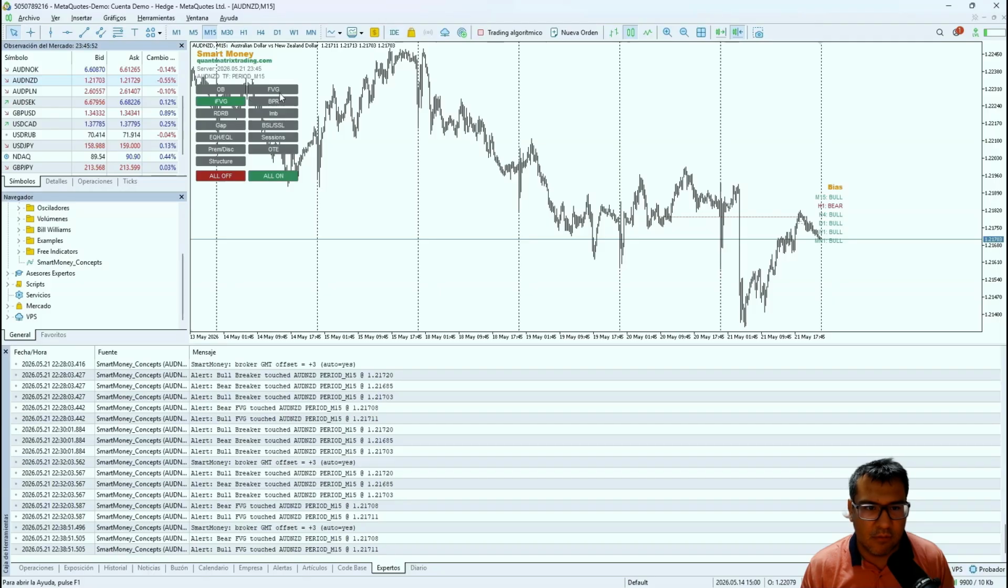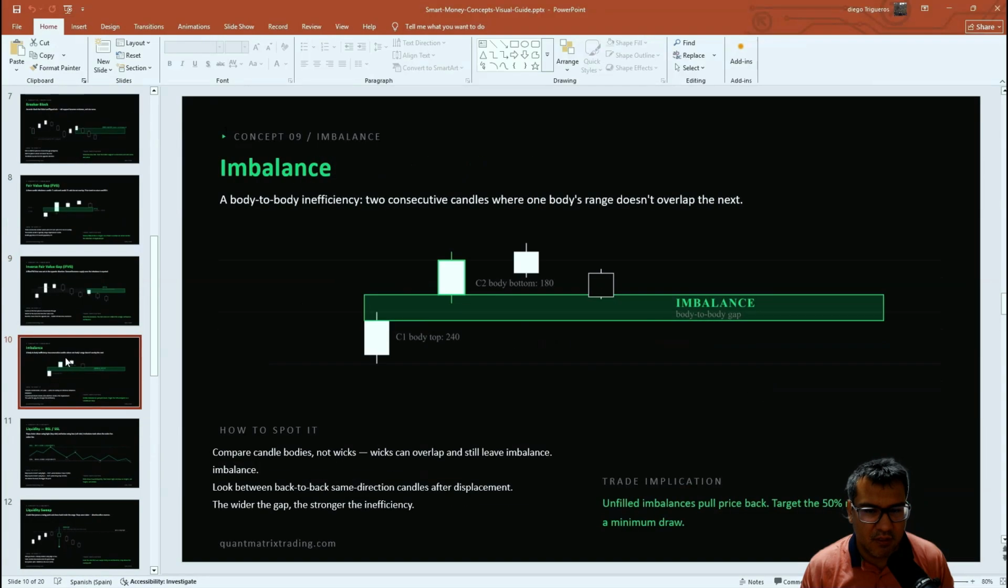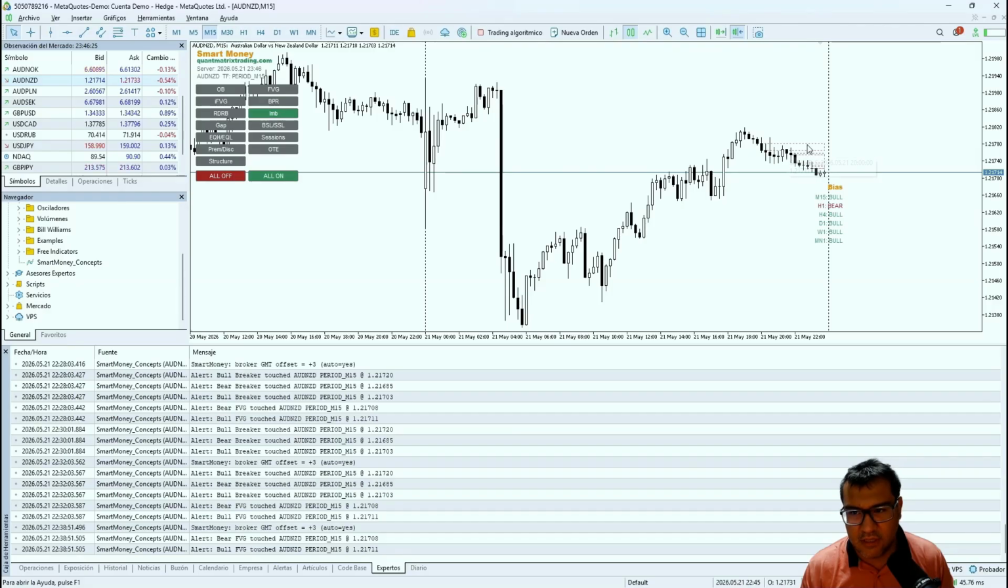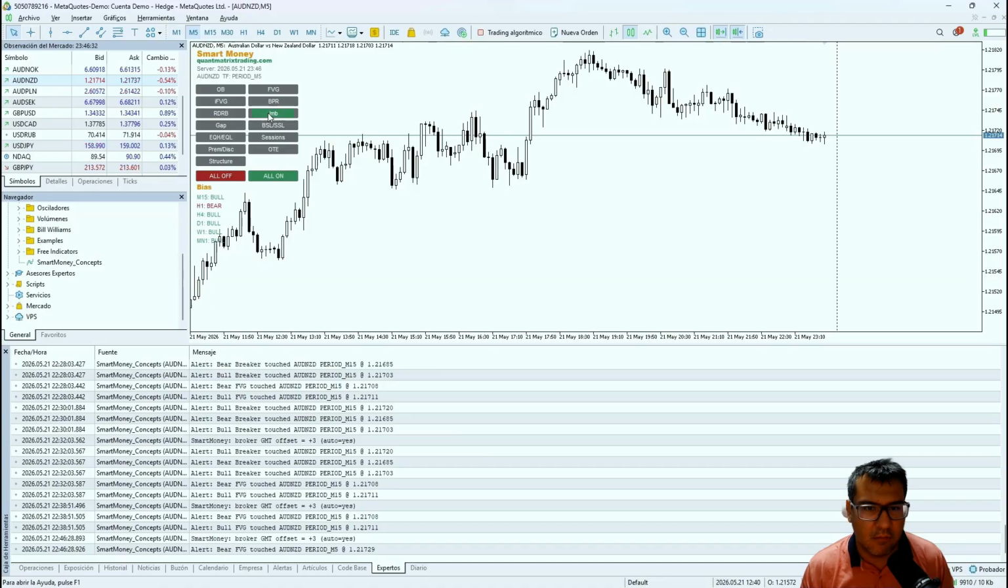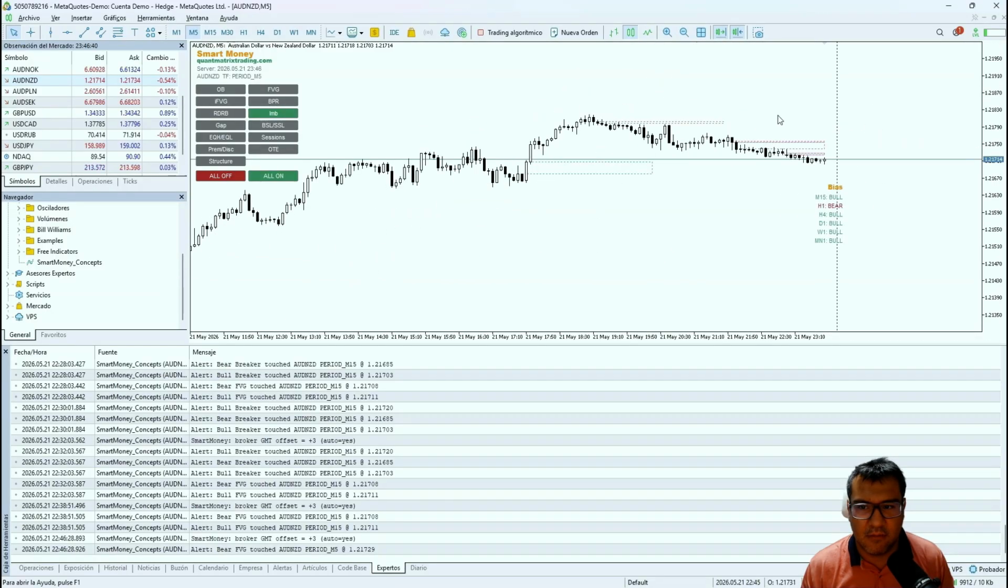It's a bit slow, so you can see this and the other one. Let's go to the other one. It's a proper imbalance, an inefficiency of two consecutive candles where one body range doesn't overlap the next. So here, if you go to all imbalances, you can see the imbalances here. It takes a bit of time, but it detects. You see here, this is an imbalance.